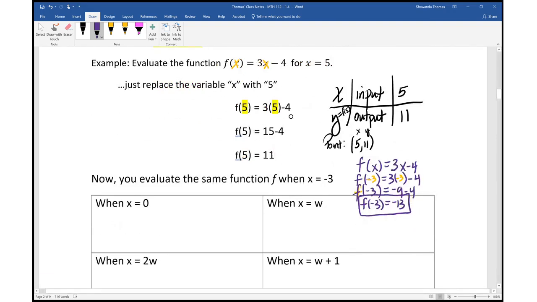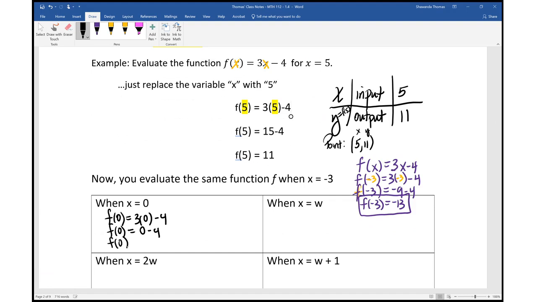We have x equals 0. Let's use the same function. Therefore, we'll have f of 0 equals 3 times 0 minus 4. f of 0 equals 0 minus 4. Therefore, f of 0 equals -4. So, for example, if we wanted another point on this graph, this is a linear function, and we know that because x is to the first power here. If we wanted to graph that line, we have (-3, -13) as a point, but also, in addition, (0, -4) is a point, for example.